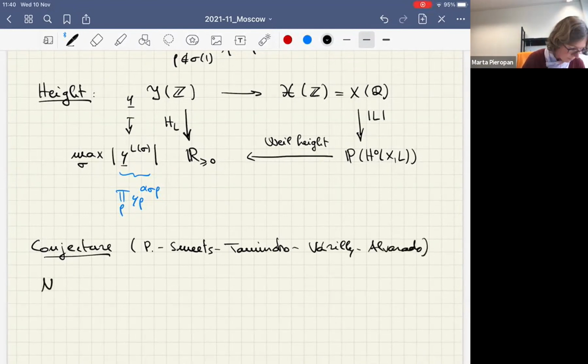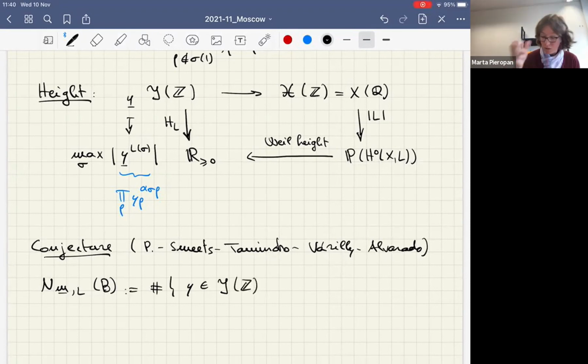We can look at the number of points of bounded height. So this is really the cardinality of the set of points in my torsor, if you want, or downstairs on my toric variety.